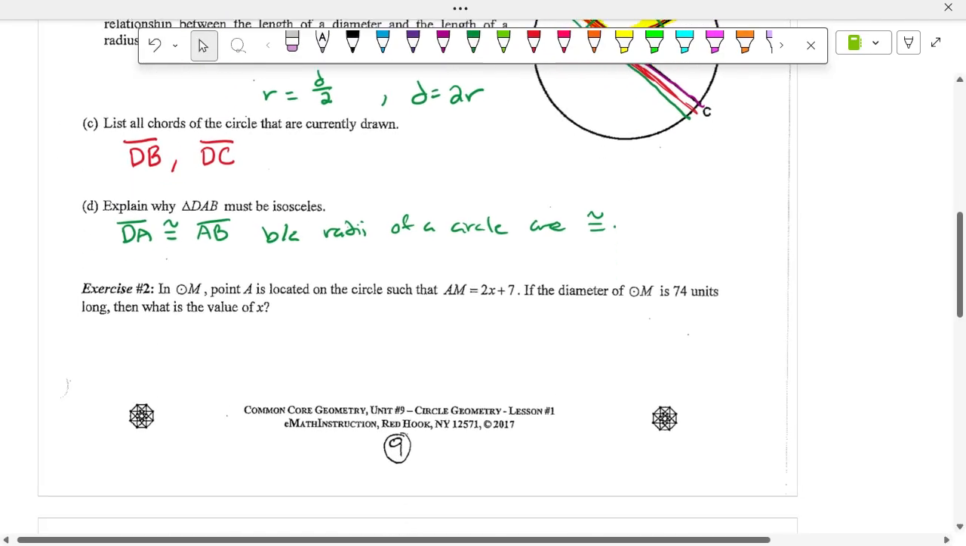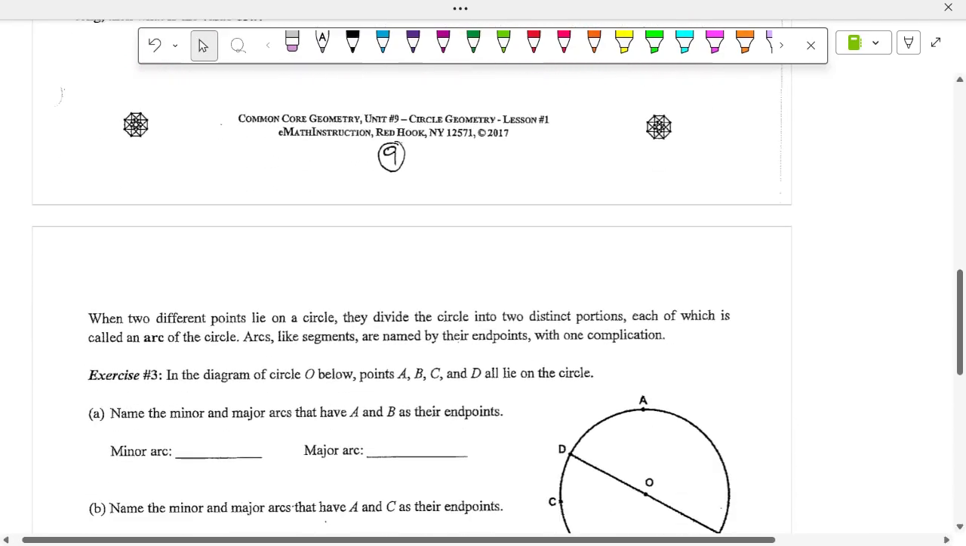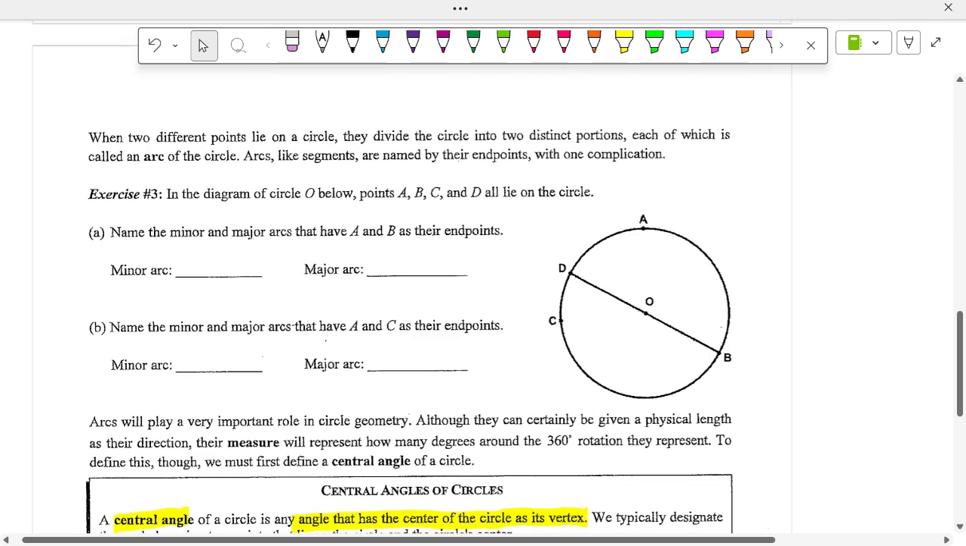Now, exercise 2 we'll come back to in just a second, but let's look at exercise 3. So now we're talking about major minor arcs. So real quick, minor arc, what defines a minor arc? Right, it's an arc that measures less than 180 degrees. Major arc is what? Right, it's greater than 180. What's it called if it's equal to 180? Semicircle. Good.